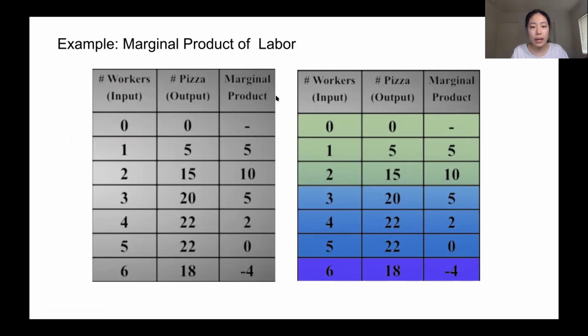This seems easy to understand. If you only have one pizza oven, at first 2 or 3 workers can improve your efficiency. But if you have 6 workers serving one oven, the efficiency will be lower, even resulting in lower output. In economics, we call this the law of diminishing returns.